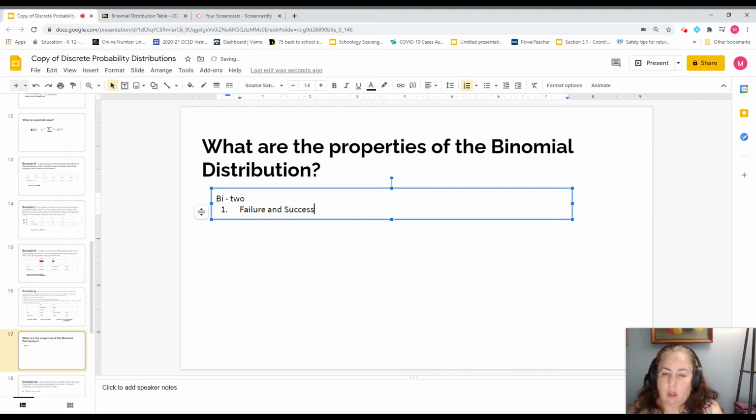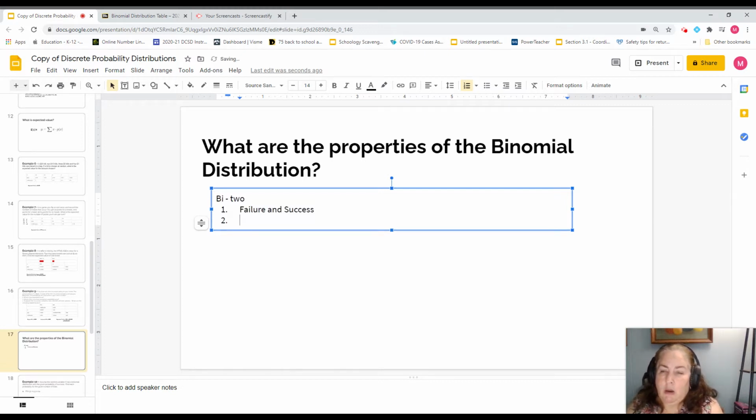If I send somebody to the free throw line and they shoot 10 baskets, either they make the basket or they don't. I send somebody to the driving test, either they pass the test or they don't. So only two outcomes.